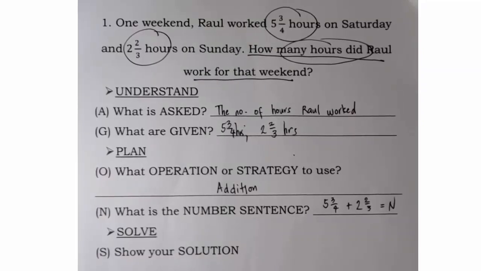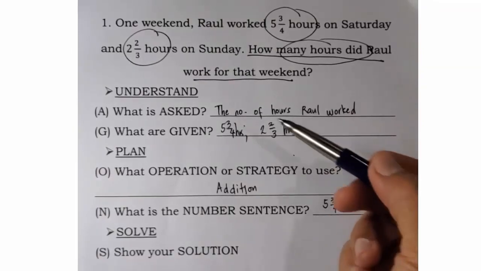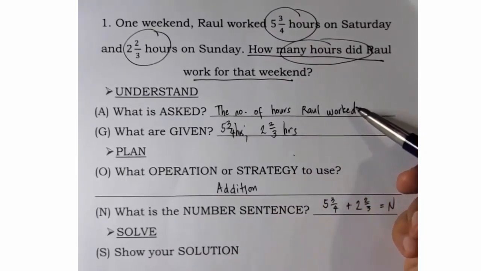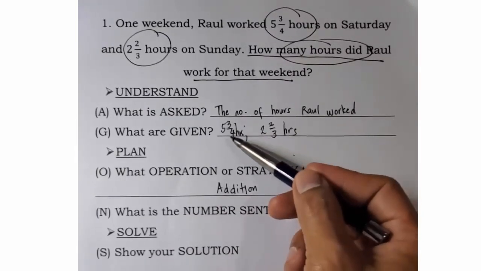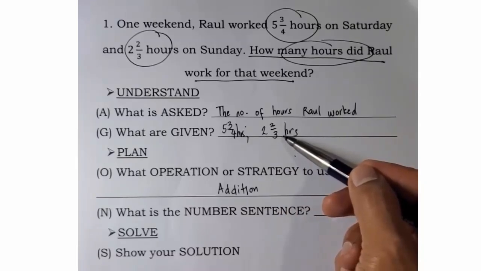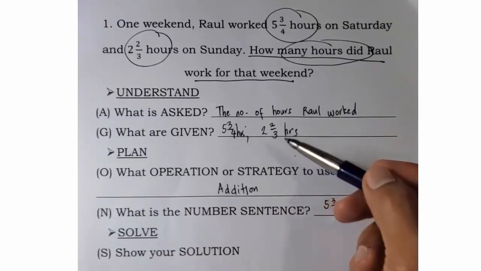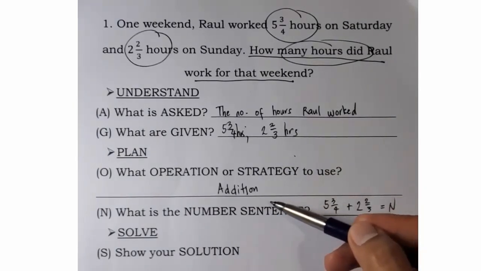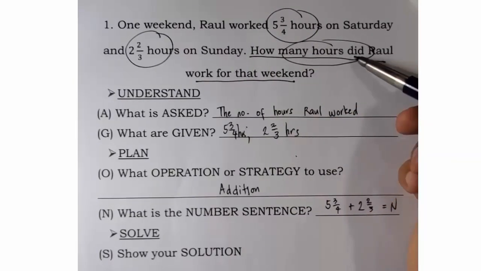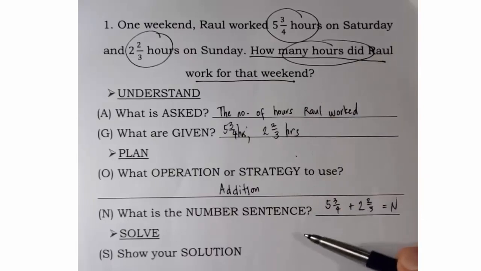In our problem here, you are asked of the number of hours Raul worked during the weekend. Of course, our given here is 5 and 3/4 hours on Saturday and 2 and 2/3 hours on Sunday. Now, the operation to be used here is addition, the fact that you are asked here of the total number of hours he worked during the weekend.